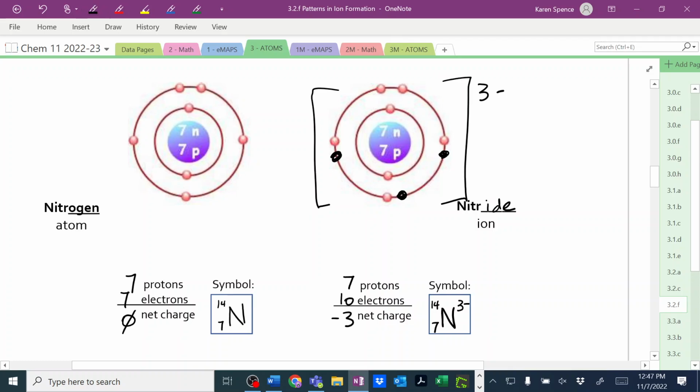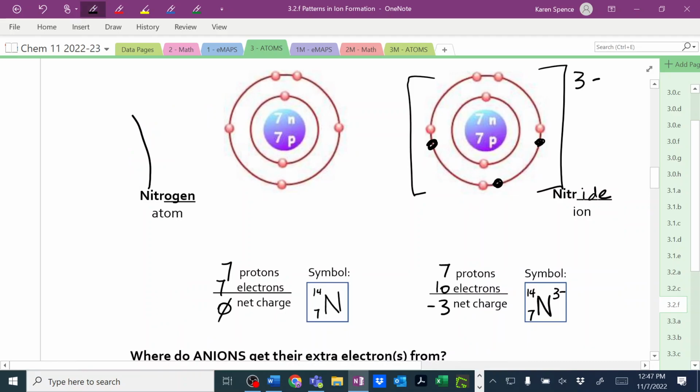What group is nitrogen in? Nitrogen is in group what? You can look on your periodic table. I just want the number. Group 15. What does that 5 tell you? Number of electrons in the outer shell. That is the number of valence electrons.